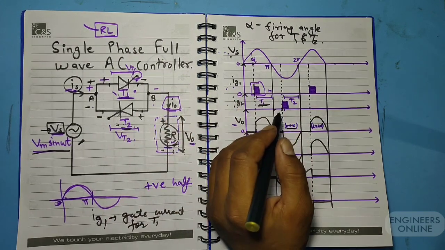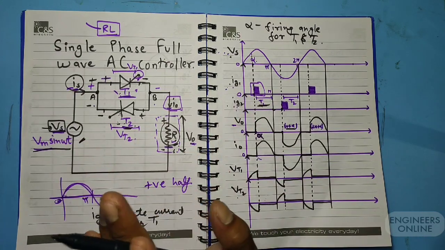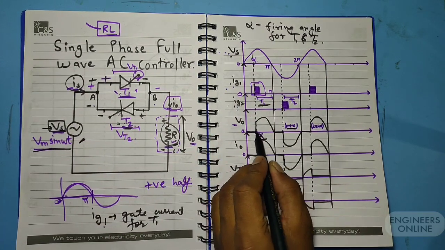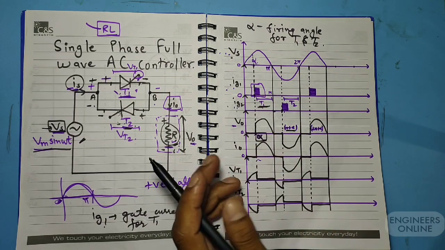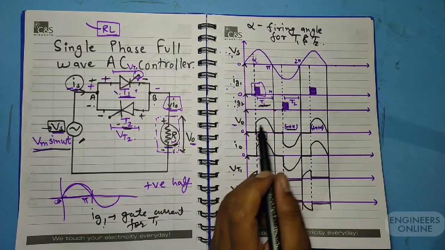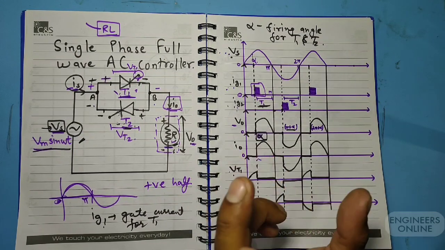So how can we control voltage with this method? We can control the voltage by adjusting this alpha point. This alpha angle can be adjusted as per our need. We can move it to the right or to the left so that we can vary the value of voltage we are getting.